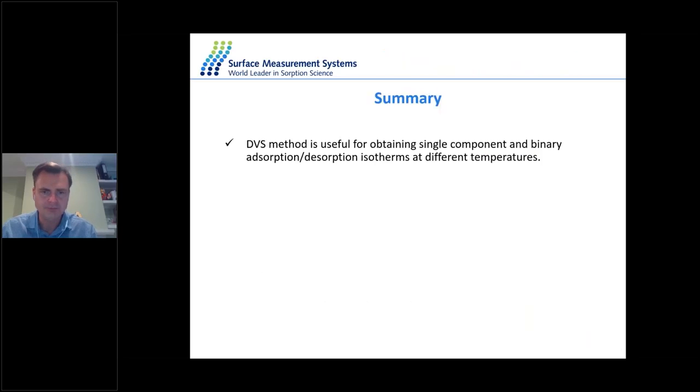Now this brings me to the end of my talk. As you can see, the DVS is a very useful, powerful method for obtaining single-component and multi-component adsorption isotherms at different temperatures, and also for studying water adsorption and gas adsorption isotherms. If you combine the DVS method with simulation techniques like IAST, you can get powerful data sets for designing industrial processes.